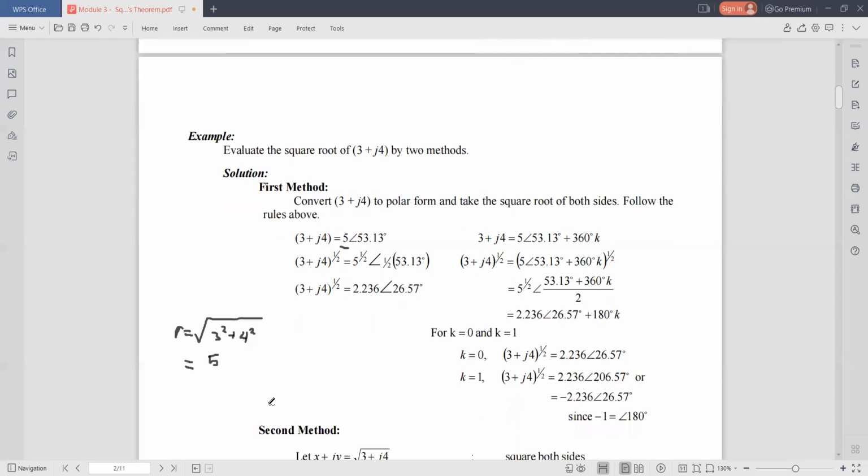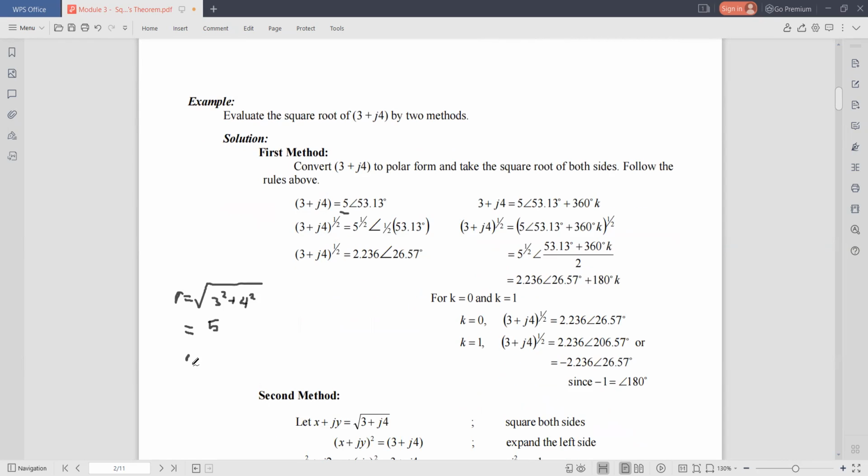Then for the angle, that is arctangent of y over x, or arctangent of 4 over 3. Just get your calculator, solve that one, and your answer would be equal to 53.13.